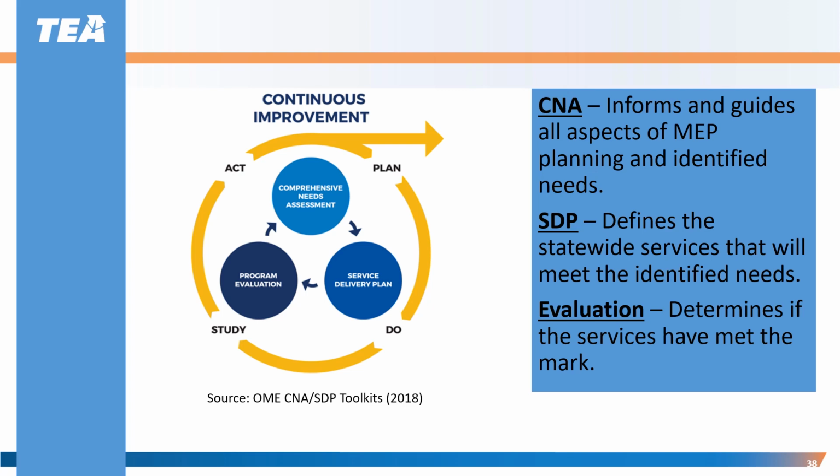The continuous improvement cycle ensures that we are serving students with the most up-to-date data and information, as well as updating the plan of service and evaluating the way that our services are affecting migratory children in the state. The Comprehensive Needs Assessment, or CNA, informs and guides all aspects of the MEP planning and identifies needs. The Service Delivery Plan, or SDP, defines the statewide services that will meet the identified needs, and the evaluation determines if the services have met the mark.